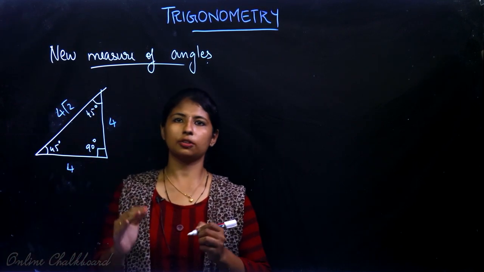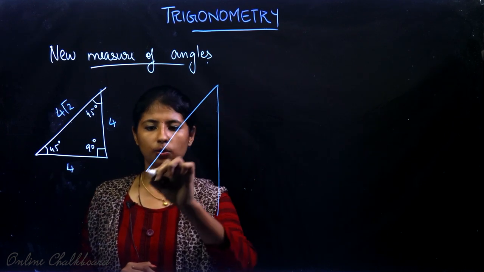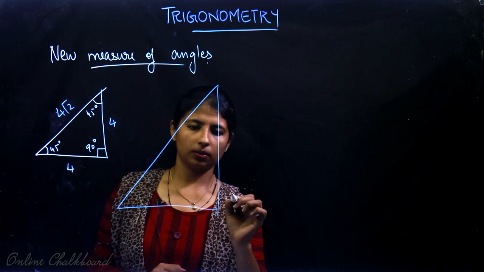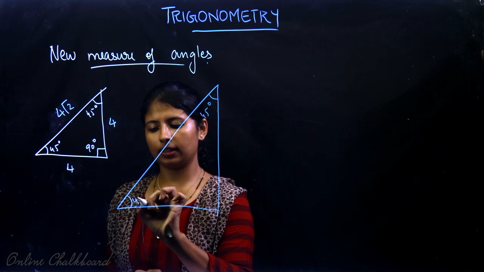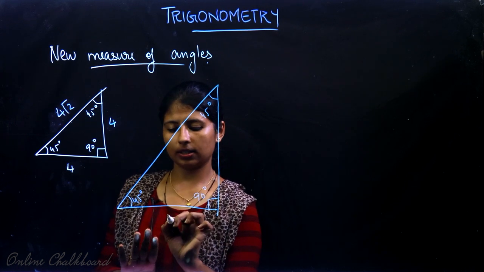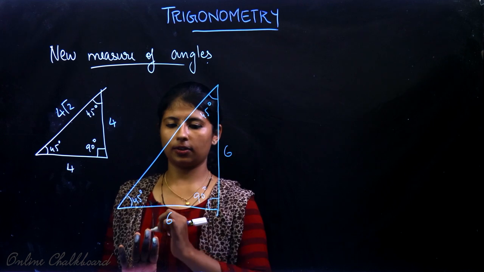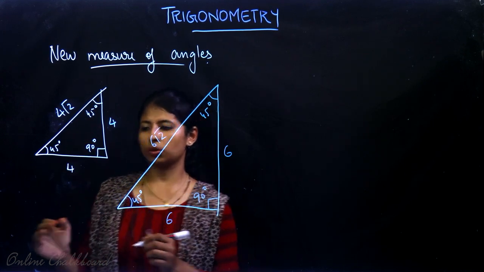Now, take another triangle. This is 45 degree, this is 45 degree, this is 90 degree. This side is 6, this is 6, and this is 6 root 2. Now, we have the ratio.